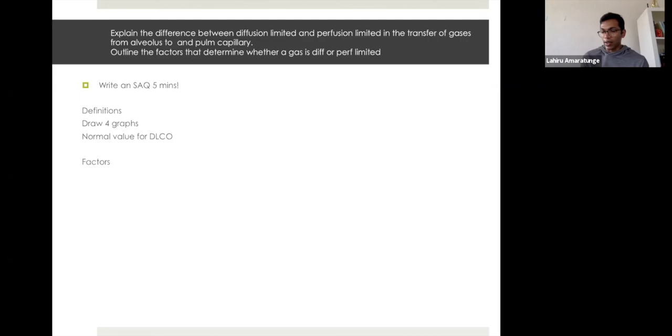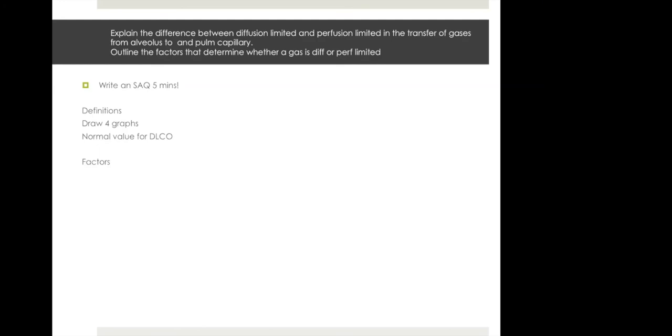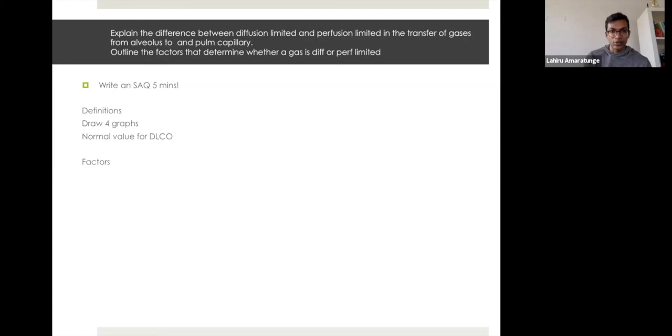And if you were just to say it in terms of what it's dependent on, regardless of what it's independent of, that'd be a really short, sharp way of saying it quickly and just moving on. Yeah. Good. In terms of the, let's go straight to, we've gone through the definitions, we've gone through the normal values already, 25 mils per minute per. Now, if we were to go for getting the 4 graphs for now, what are the factors that affect whether something is perfusion or diffusion limited?